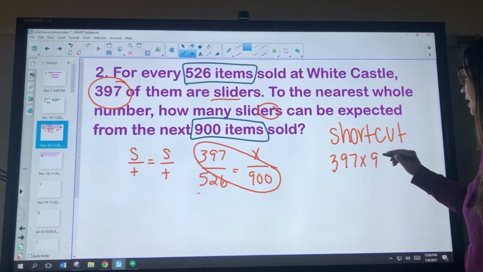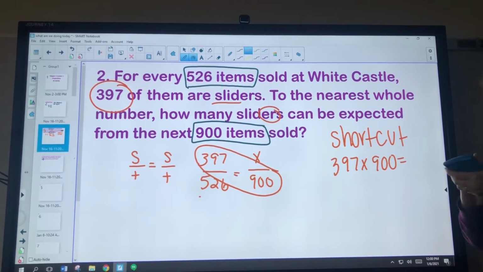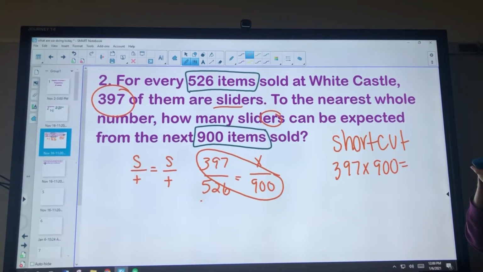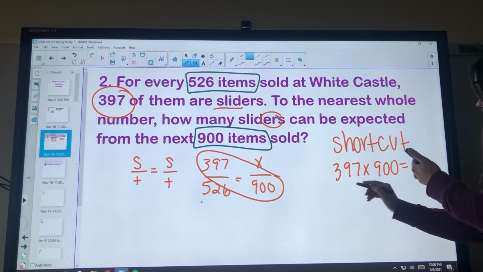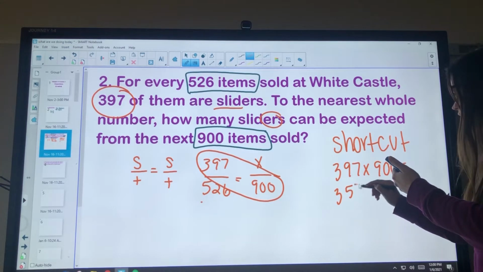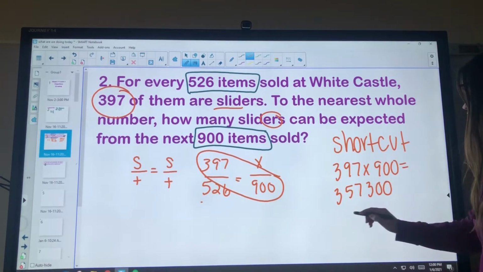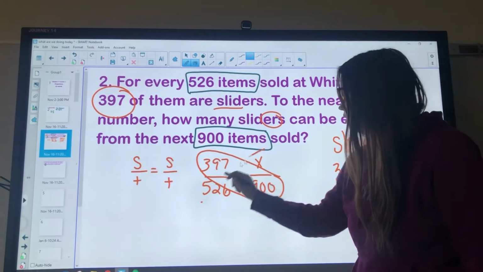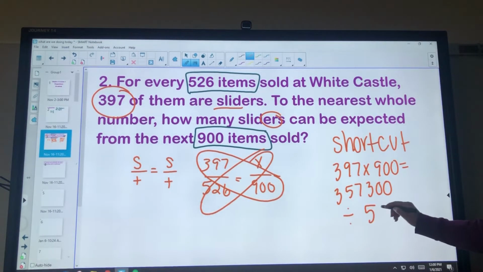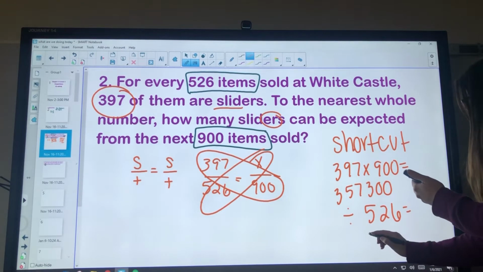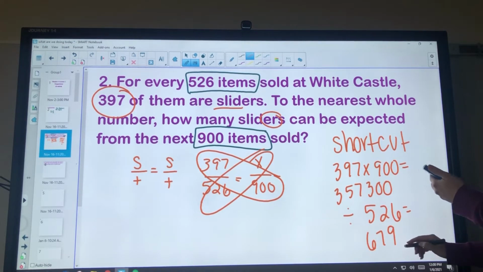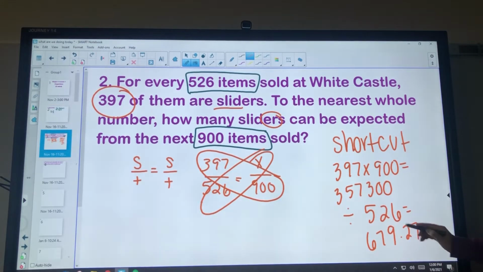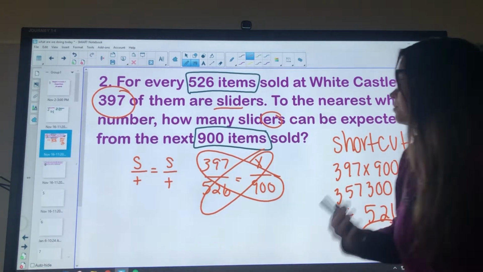397 times 900. Well, so that's 357,300. And then you divide that by whatever's done here. Divided by the 526. And it's 679.27, so you would say 679, okay? So cross multiply and divide, that's how you solve these.